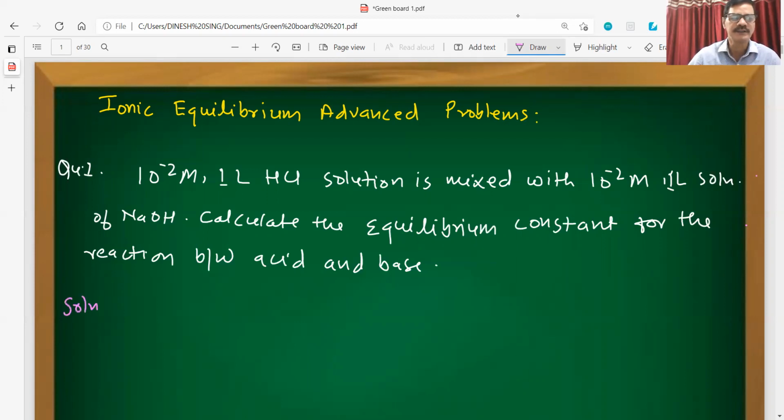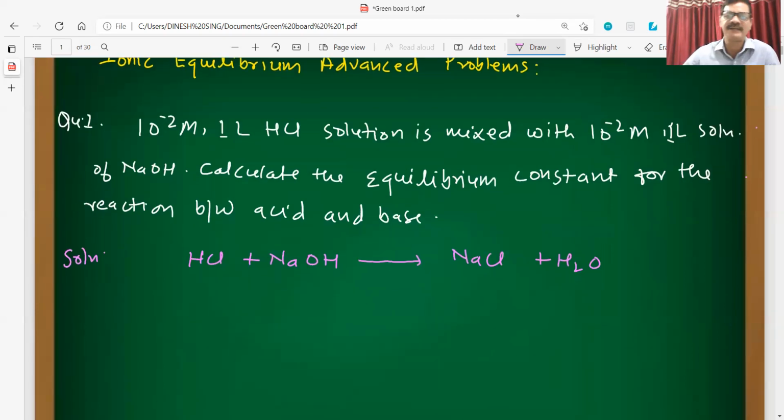So if we see the solution, what reaction is actually taking place? HCl plus NaOH will form NaCl plus H2O. So this is the actual reaction. Everybody will tell that there will be no equilibrium, but equilibrium is there. They will say both are strong, so they will completely react with each other. So the reaction will be unidirectional, irreversible in one direction, but still equilibrium will be there. How the equilibrium will be there, that we can see.